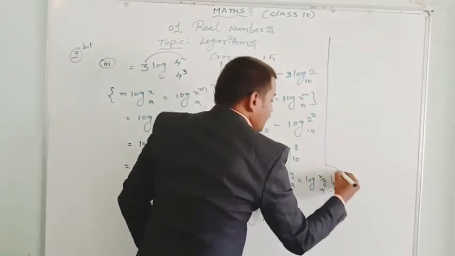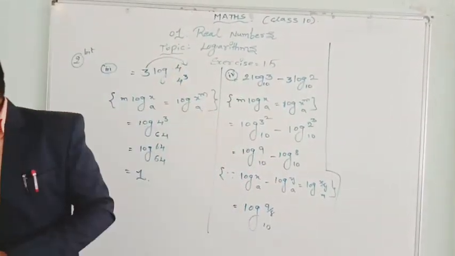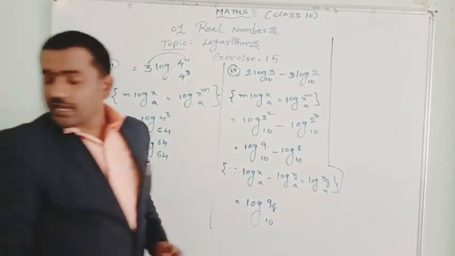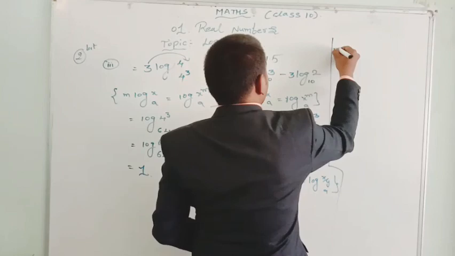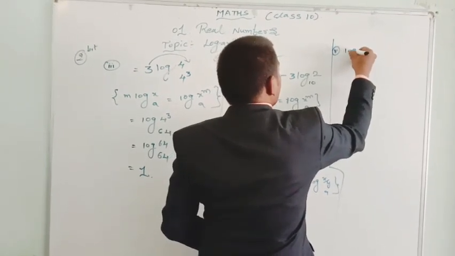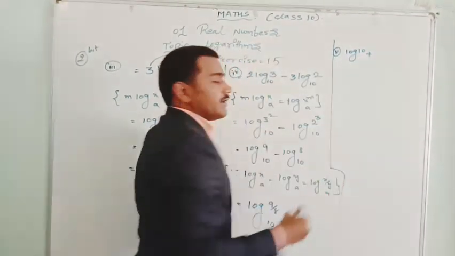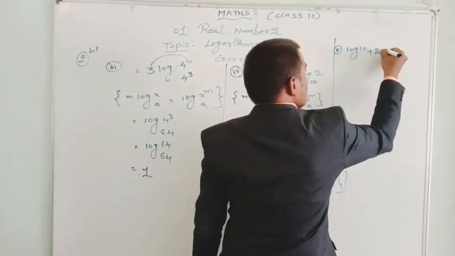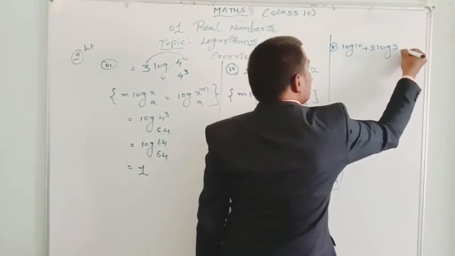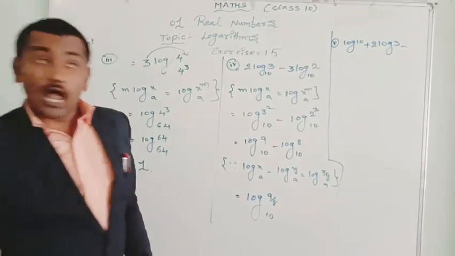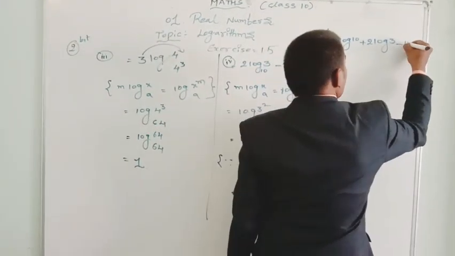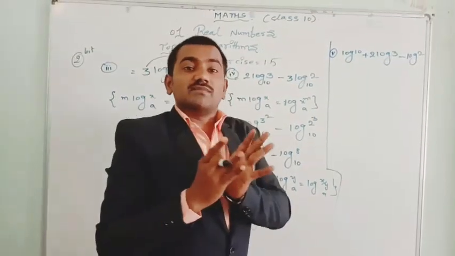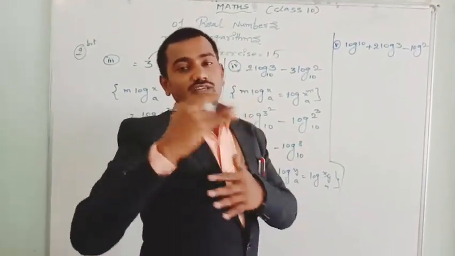Okay, let's go for the next question and the last question of this bit, that is log 10 plus 2 log 3 minus log 2. See here, 2 or 3 similar problems will come. Step by step we'll solve it.